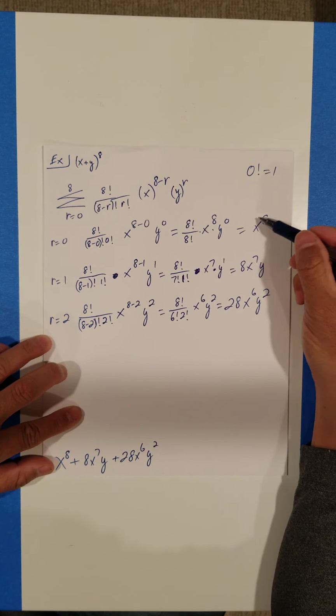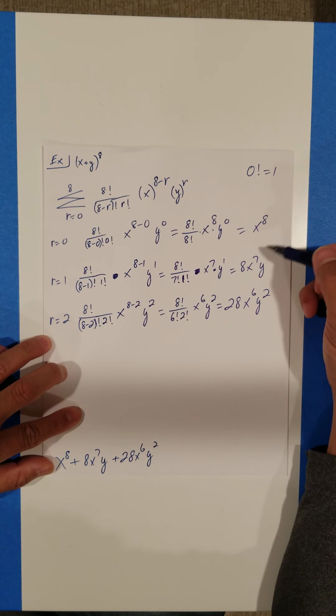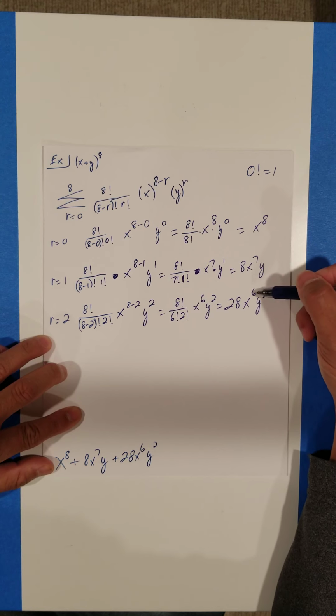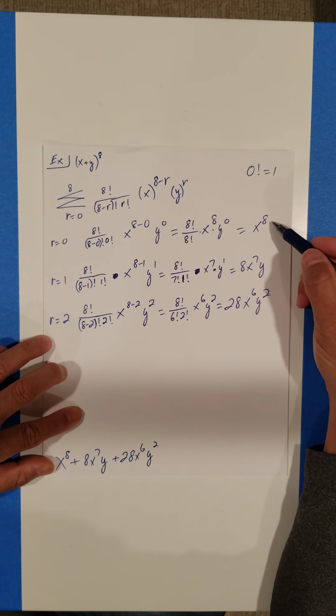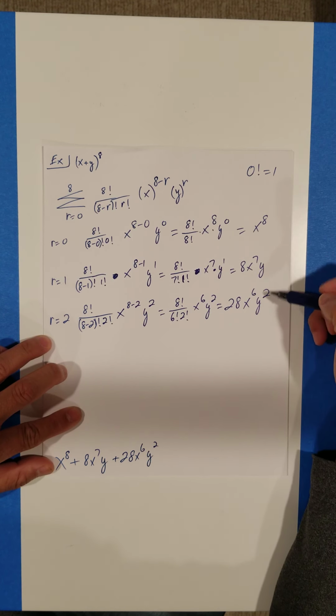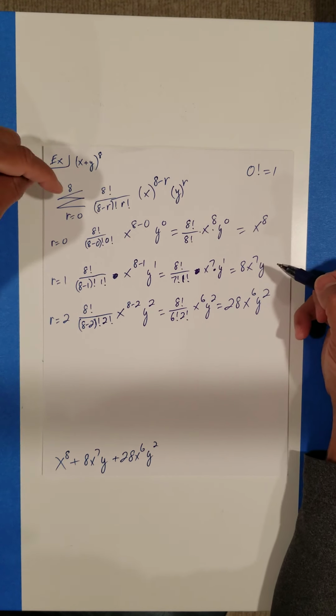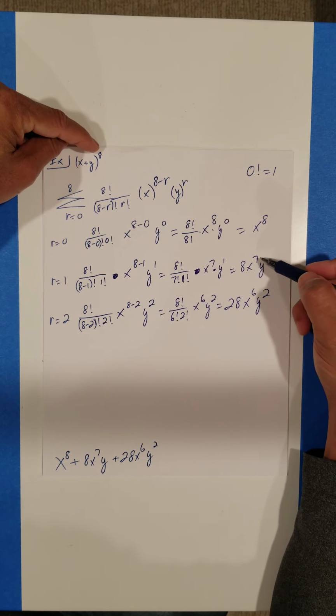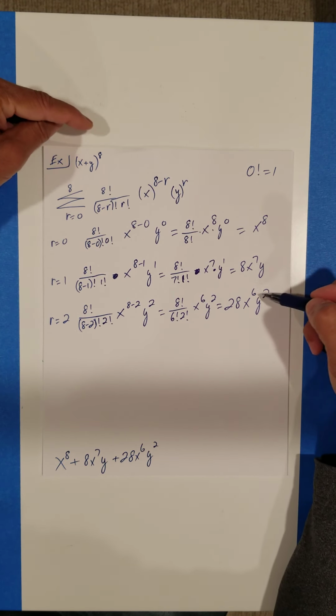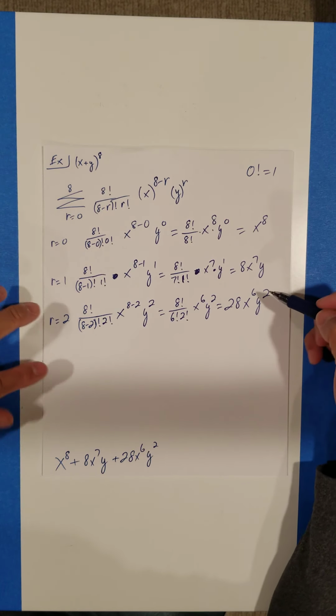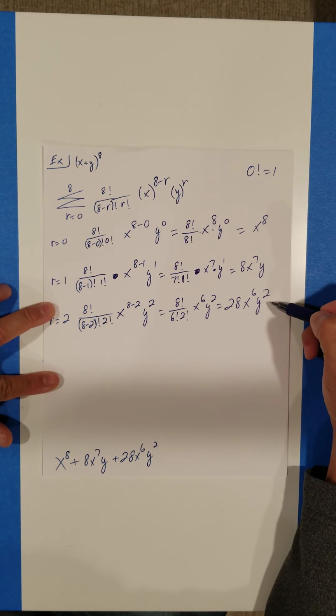So what you notice is that first my x power is 8, then it's going down to 7, and it's going down to 6. But my y is growing. I had y to the 0, y to the 1, y to the 2. And if you look at these two powers, if I add them, I get the whole power of 8. 7 plus 1, 8. 6 plus 2, 8. So x is going down, y is going up.